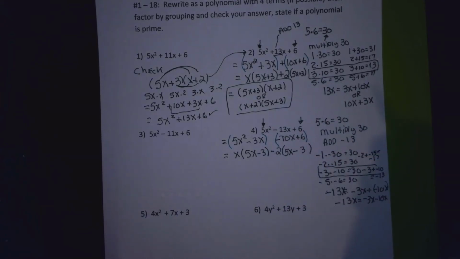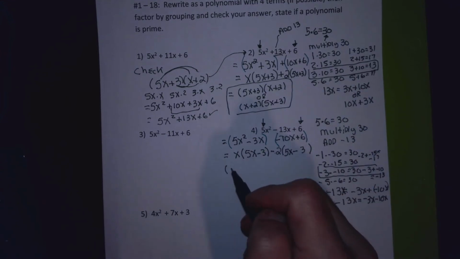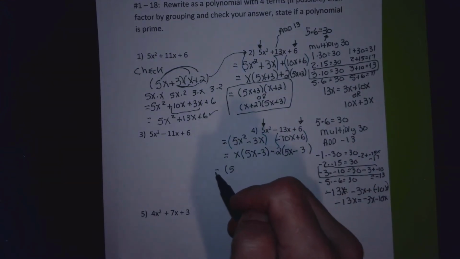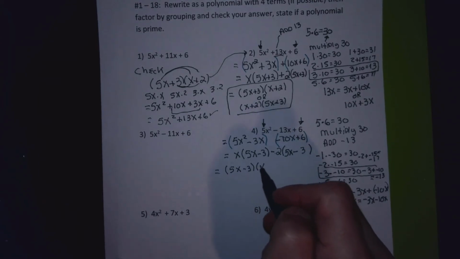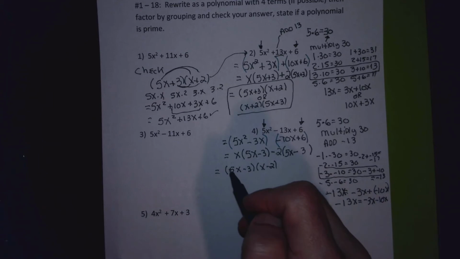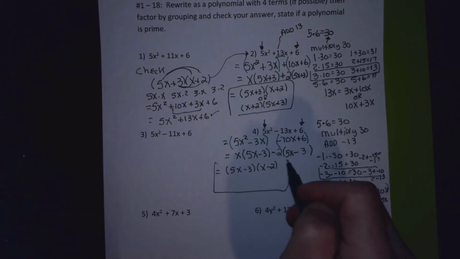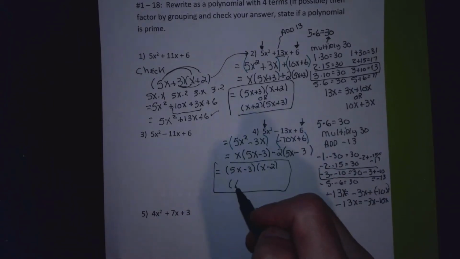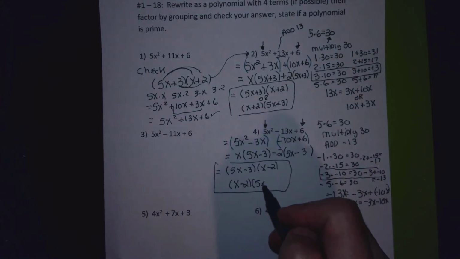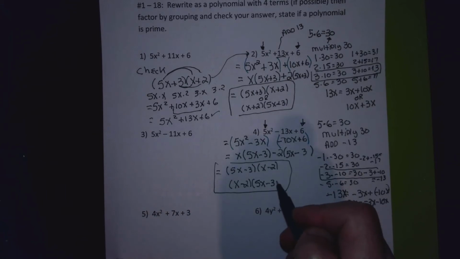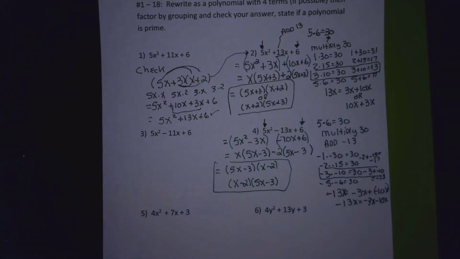Now I'm ready to write my answer, and I could either write the common parentheses 5x minus 3 followed by what's in front of the common parentheses in its own parentheses, or I could write what's in front of the common parentheses in their own parentheses followed by the common parentheses. Let's do 5 together. Why don't you pause the video, try to do 5, and then I'll work it out.